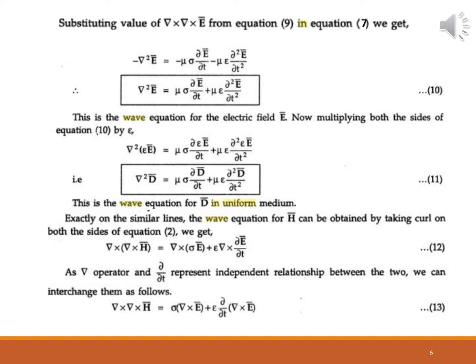When you use the curl operator on both sides of the del cross H equation, and again use your operators interchangeably, you form equation 13: del cross del cross H is sigma del cross E plus epsilon dou by dou T of del cross E. For del cross E, you can observe in the next slide, we'll be substituting it based on Maxwell's equations. I hope till equation 13, the derivation is clear to all of you.